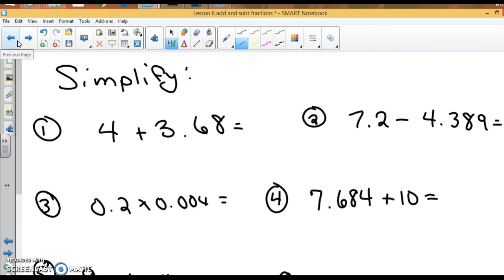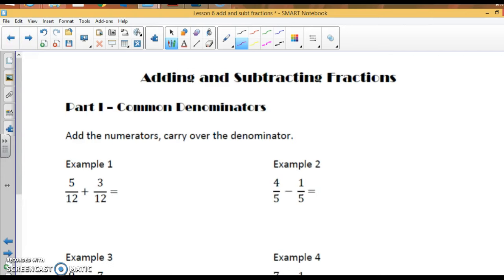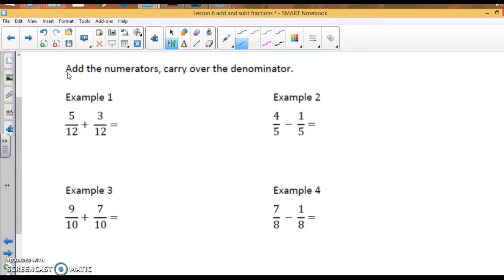All right. We are going to start on page 12 in your note packet. We are talking about adding and subtracting fractions. Now, when you are adding and subtracting fractions, they need to have a common denominator. It needs to be the same.